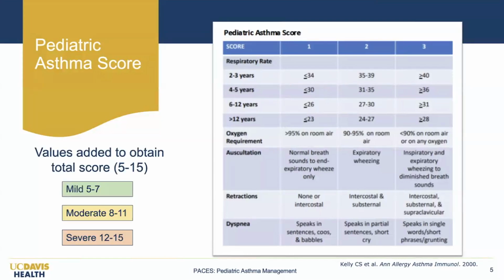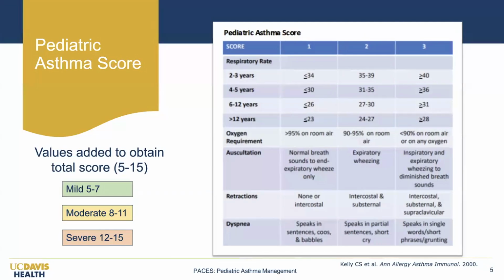And then once we have scored our patient, we then classify them as mild, moderate, or severe. So mild is a score of 5 to 7. The minimum score you can get for any patient is a 5. Moderate is 8 to 11, and then severe is 12 to 15, with the maximum score possible being a 15.